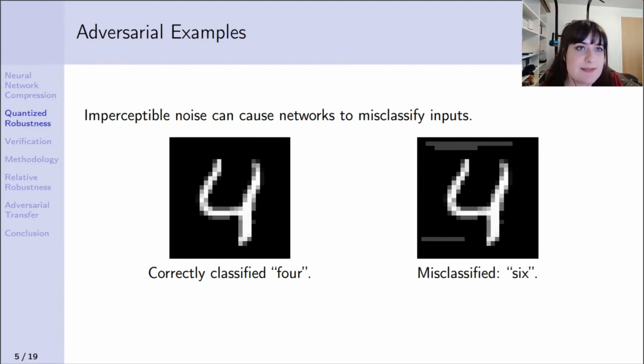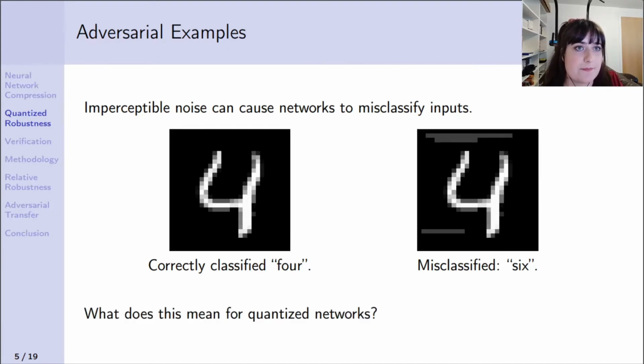We refer to these maliciously altered inputs as adversarial perturbations of the original input. We sometimes refer to them as adversarial counterexamples while verifying our network, which we will get to later. In this work, we want to know how quantized neural networks respond to adversarial attack.